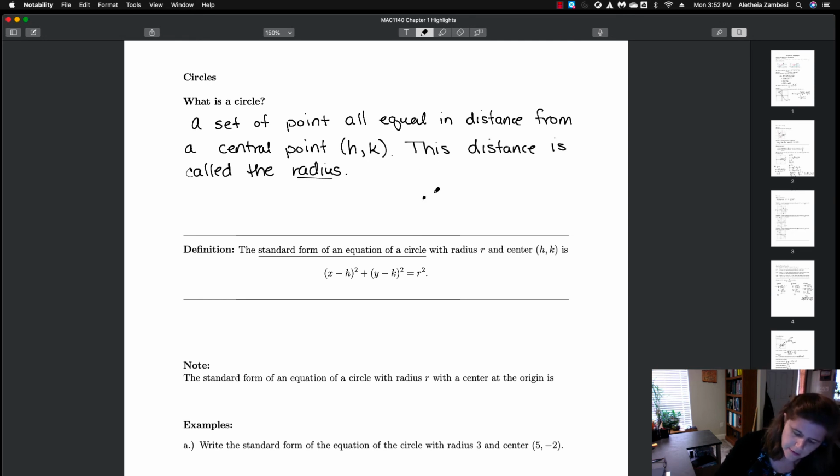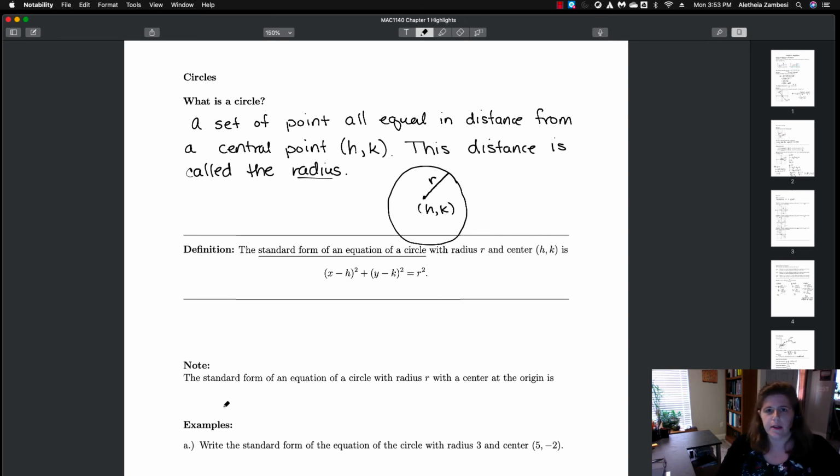So if I have a center point (h, k), a circle is all the points that are the same distance away from that point. Now that's a really rough sketch, but this distance here would be the radius, or r. All those points make up the circle.